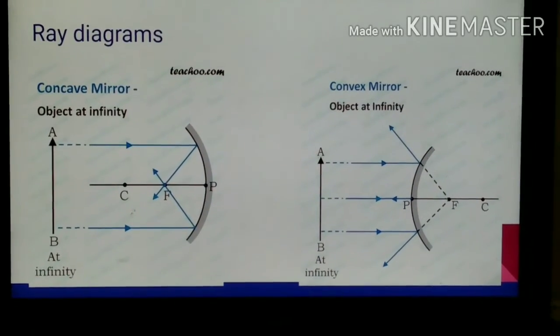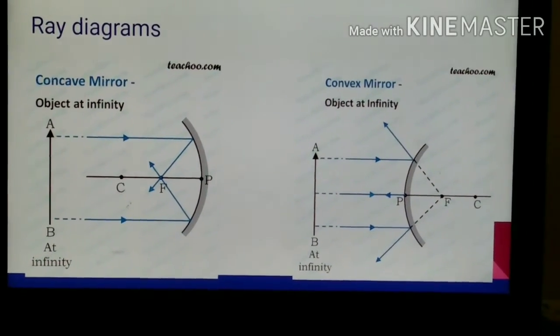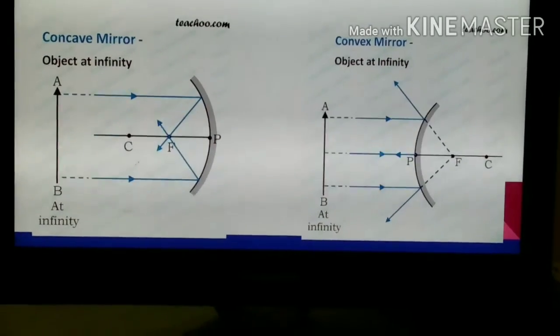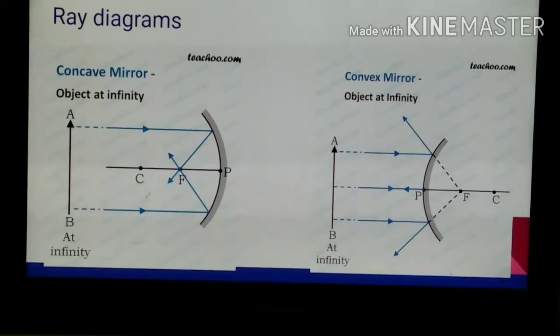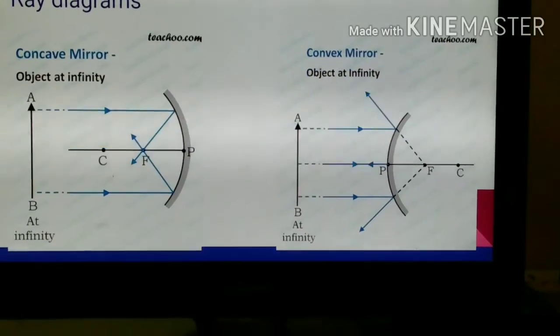Now let us see the ray diagrams. Here is a small example of both lenses, concave and convex, where the object is at infinity, and you can see how the image is formed here.